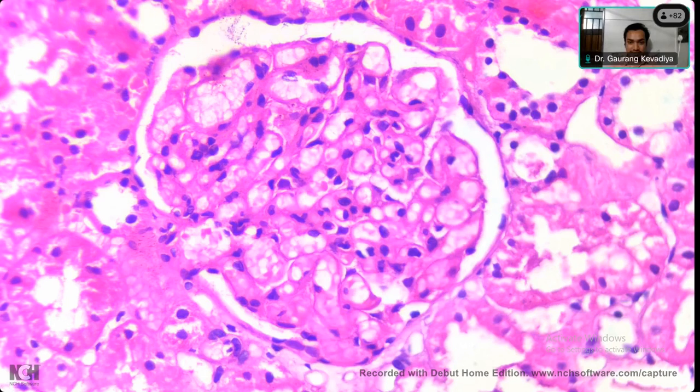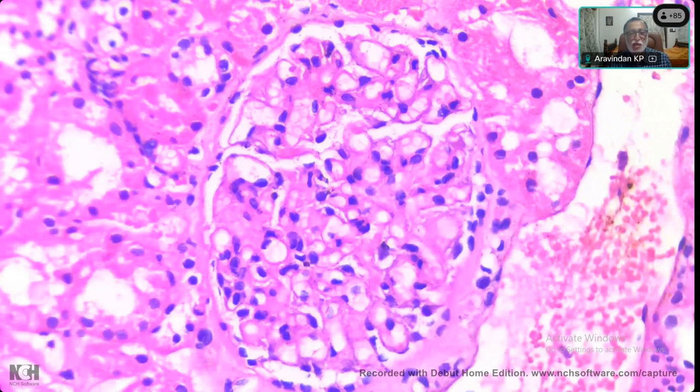Yes, sir. With this finding, what is your provisional diagnosis? So, this can be due to membranous nephropathy. Okay. So now, what is it that you want next? The most important thing that you want next is a special stain. I will allow you one special stain. Which one do you want? Sir, for membrane, we should go for silver stain. Silver. Okay. So, what do you expect in a silver stain?